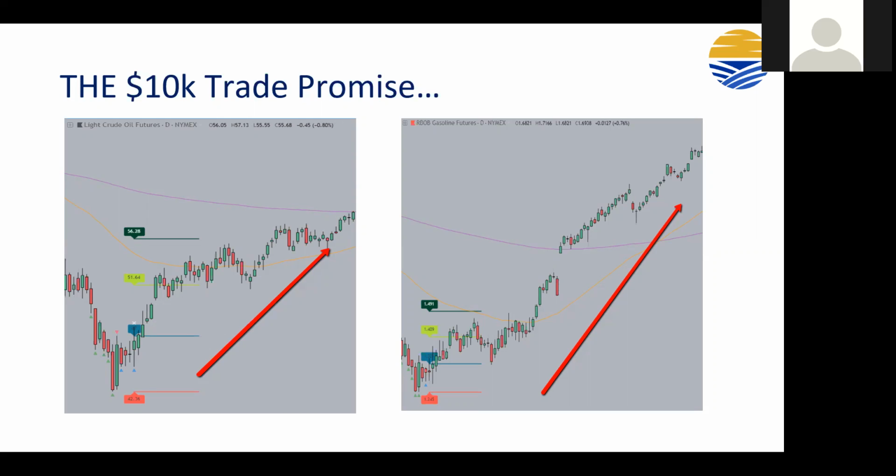We talked about this well in advance, about a potential setup, the one that you're about to learn, that had the potential to realize the $10,000 per contract price objective and then some. And that's exactly what happened. They triggered, they met their objective, and then continued on.